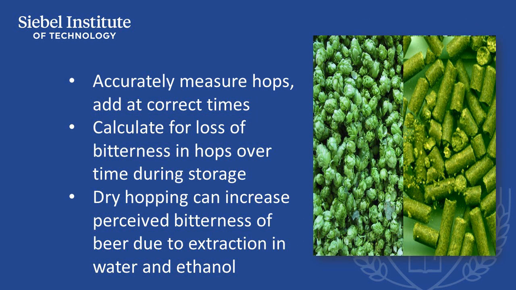The addition of accurately measured hops early in the boil contributes to the dominant bitter additions in beer. A supplier's certificate of analysis for hop acid concentration is important to obtain, and the brewer must calculate for loss of bitterness in hops due to storage over time.